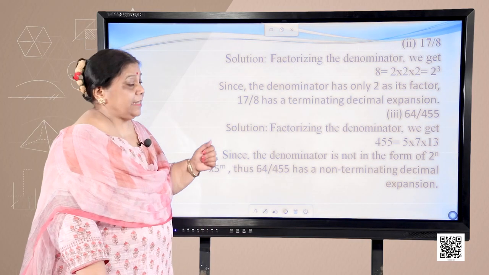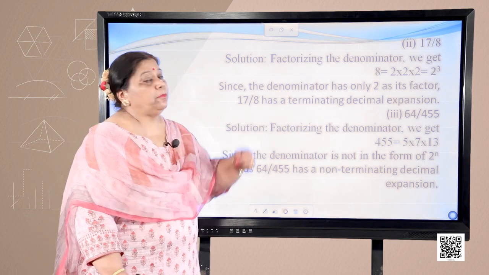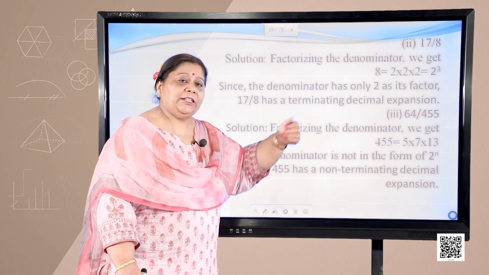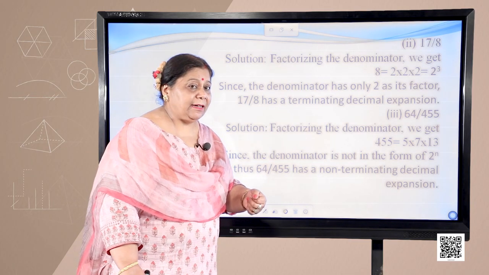Let us see the second part, which is 17 upon 8. Factorizing the denominator, we are keeping in mind the theorem. We get 8 as 2 into 2 into 2, that is 2 to the power 3. Since the denominator has only 2 as its factor, 17 upon 8 has a terminating decimal expansion. I hope it is clear.